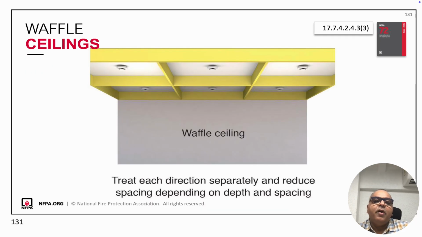Here what we see is the waffle ceiling. Waffle ceilings create independent smoke reservoirs which delay lateral smoke movement and can significantly delay detection if treated incorrectly. Multiple detectors means early and reliable activation. For waffle ceilings, evaluate beam depth and spacing in both directions and design detector spacing based on whichever rule is more restrictive. If you ask me, you should have one detector in each of the waffles.